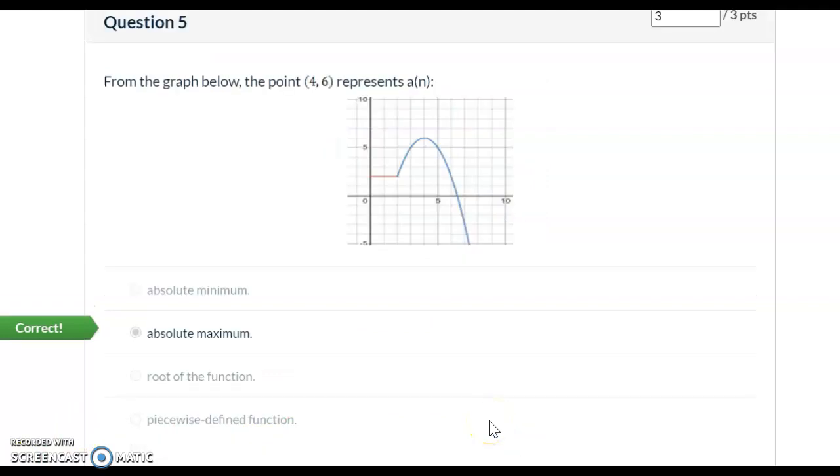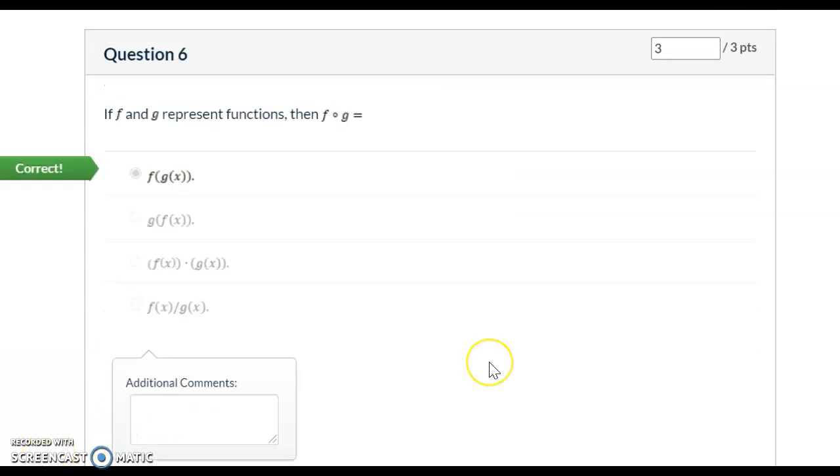Okay, for question 5, it says from the graph below, the point (4, 6) represents A or N. If you notice, (4, 6) is right here at the very top of the parabola, so that means it is the absolute maximum. For question number 6, it says if f and g represent functions, then f of g, the composite function, what does that mean? The correct answer is f of g of x, and by definition, that is what a composite function is.